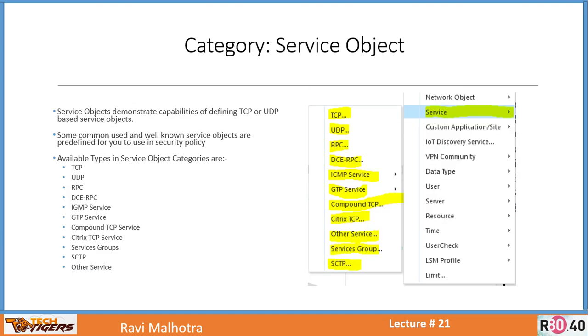Another category is a service object. Service objects demonstrate capabilities of defining TCP or UDP based service objects. Some commonly used and well-known service objects are predefined for you to use in security policy, such as HTTP for port 80, HTTPS for port 443, Microsoft Remote Desktop Service for port number TCP 3389, File Transfer Protocol TCP 21. Okay. Available types in service objects are TCP, UDP, RPC, DCE RPC, ICMP, IGMP, GTP, Compound TCP, Citrix TCP, Service Groups, SCTP, and then other services, right? These are all the different types of options available under the service category.